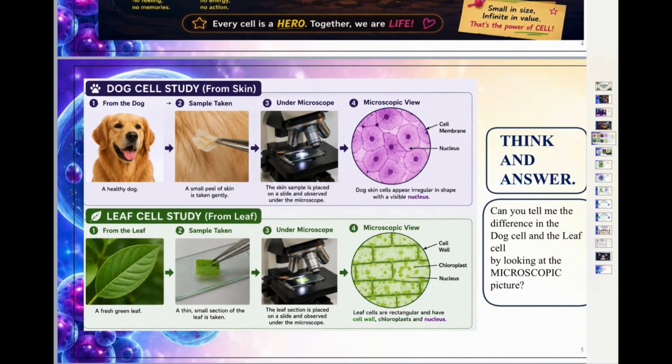Now we will see how the study of cells has been done. So for that, you have to know what is mounting.